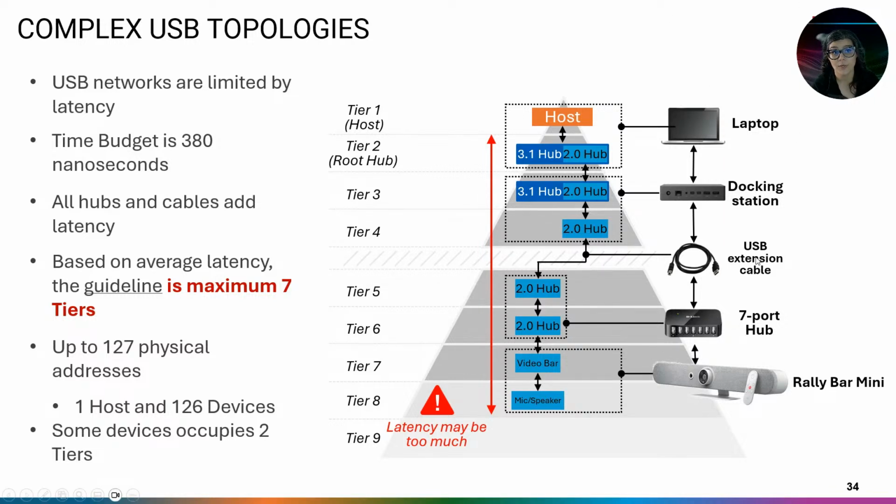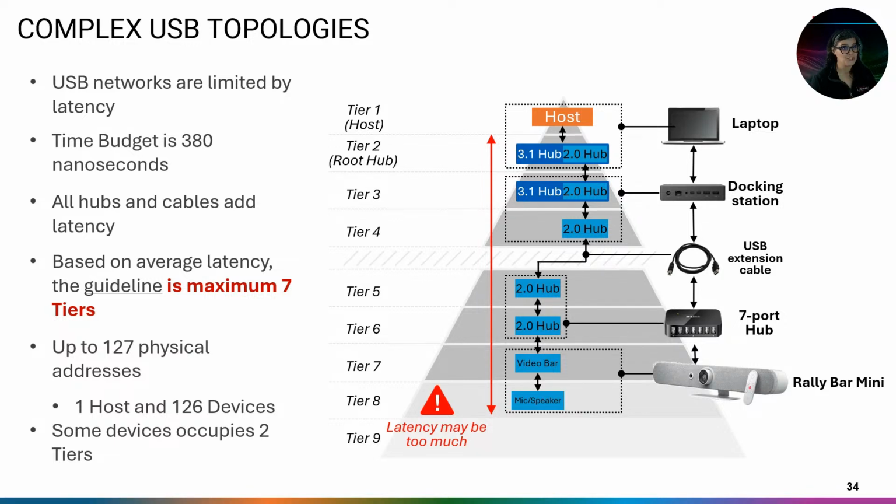Into that docking station, we have a USB extension cable. We put this on here specifically because not all cables are going to be passive. Some will add hops. So you will need to find out whether or not that cable adds a hop or not, or whether it's just a passive USB pass-through, basically. Into that, we have a 7-port hub, which is 2 tiers, which brings us down to that 6th tier where we're just now putting in our first peripheral, which is a Rally Bar Mini, which takes up 2 tiers. This Rally Bar Mini is not going to work.